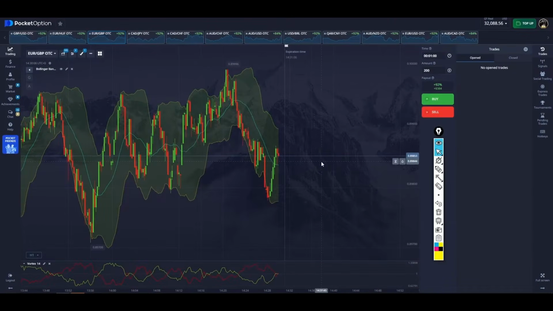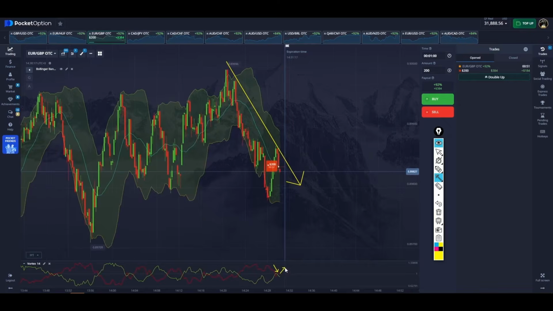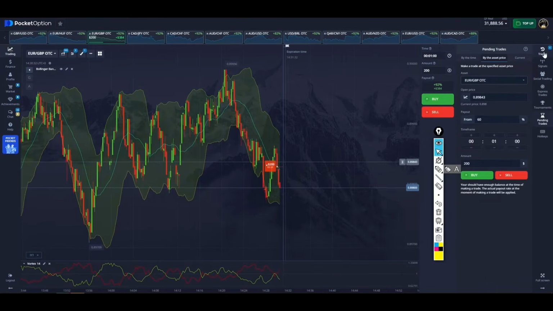All right, guys, let's focus on this currency pair, Euro GBP. I'm entering the market with a sell trade. Let's break it down. The trend here is clearly downward. Plus, we see a crossover on the Vortex, which signals seller dominance. On top of that, there's a horizontal level that the price just tested and bounced off from. The setup looks pretty solid, so let's watch how this option closes.